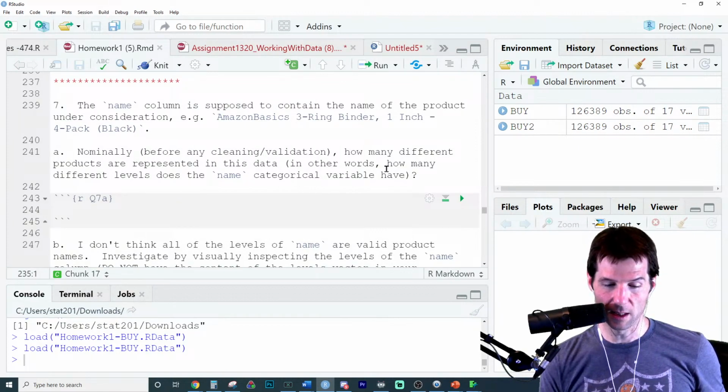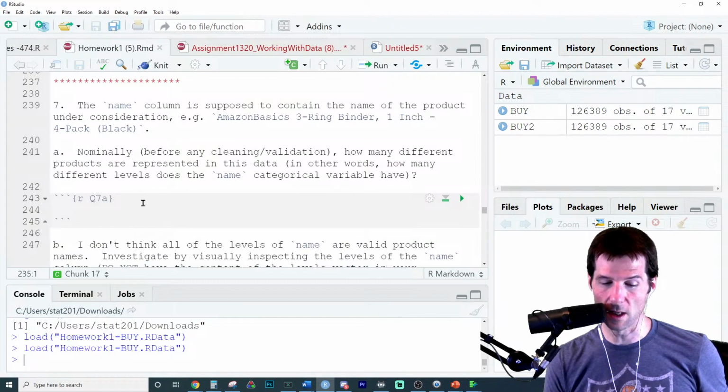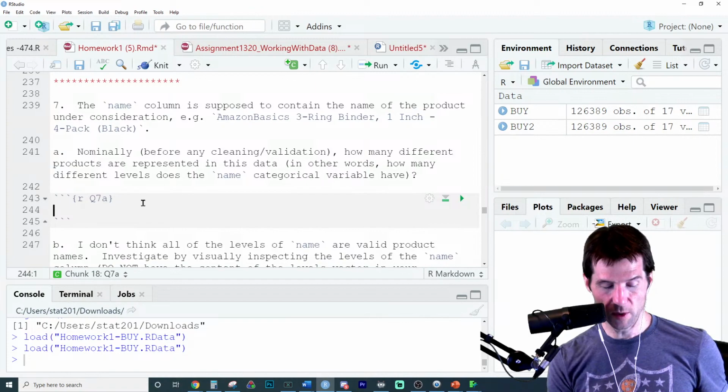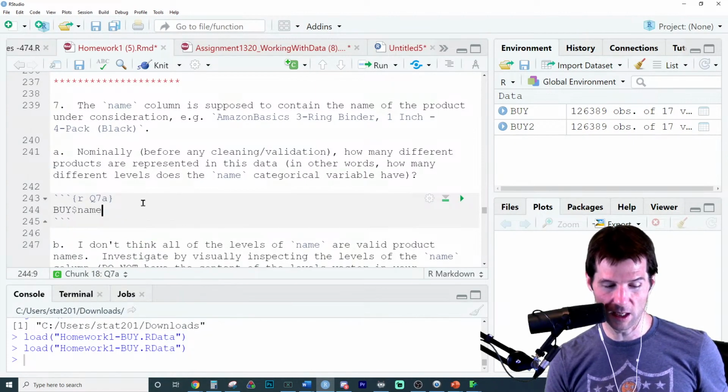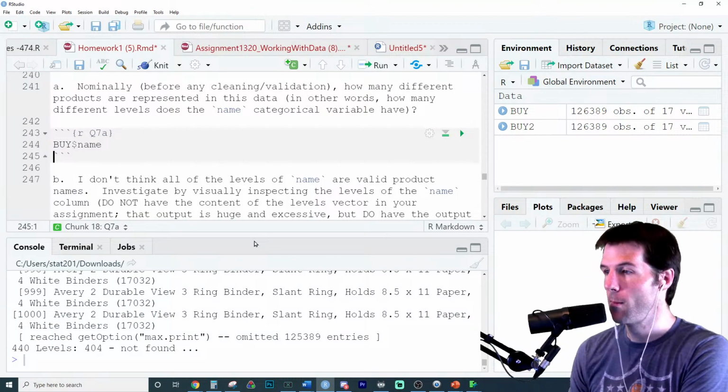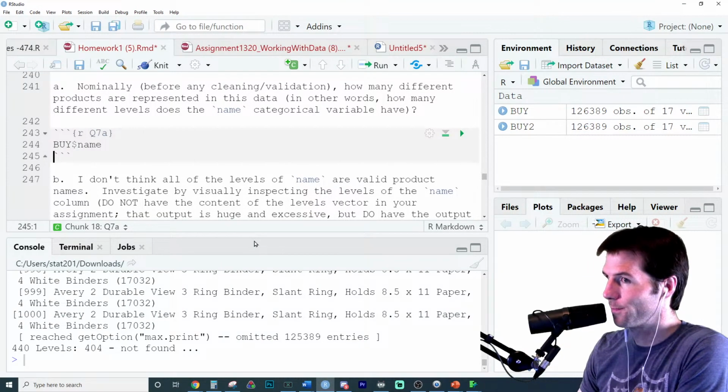Nominally, before any cleaning, how many different products are represented in this data? In other words, how many different levels does the name categorical variable have? And so we go here to the buy data set, and we go to name. Now you want to be careful. Oh, we actually kind of get the answer right there. I wouldn't do it this way.